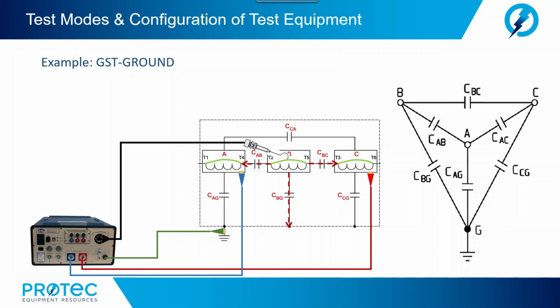And here we can see the current flow. And we would be measuring the capacitance of B to G times the sum of capacitance B to C plus capacitance of B to A, or in our circuit diagram, this combination of insulation.